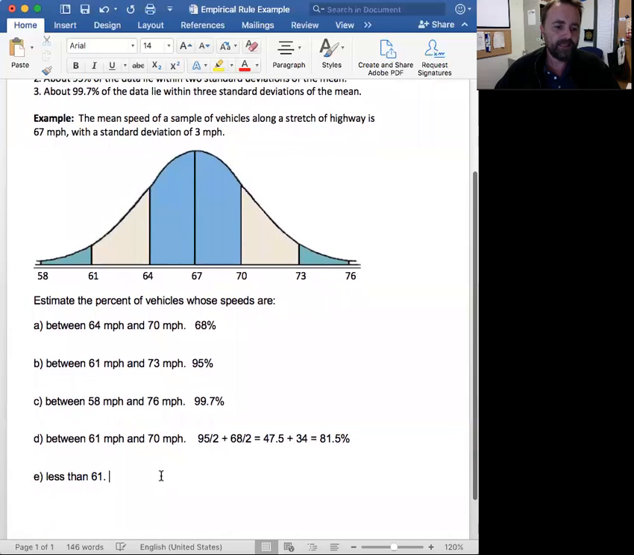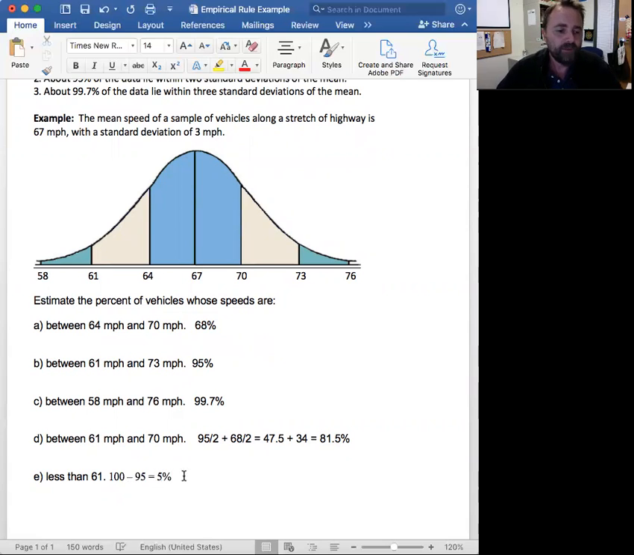Finally, I have one that's less than 61. That's this little area over here. And we're talking about less than 61 all the way down. So one thing you'll use here is that the entire curve is 100%. Now, I know from 61 to 73, that region, that's 95%. So my first step is I'm going to do 100 minus 95. And that's 5%.